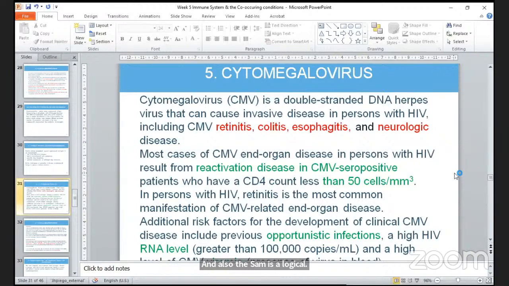In the eyes, it affects the retina, causing swelling of the retina. By the way, anytime you see the suffix -itis, know there's a swelling or an inflammation. So it causes an inflammation of the retina, a condition called retinitis. We have colitis, inflammation of the colon, esophagitis, inflammation of the esophagus. Then we have neurological infections.